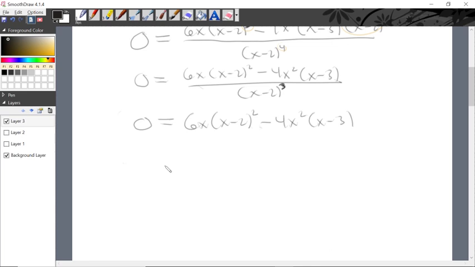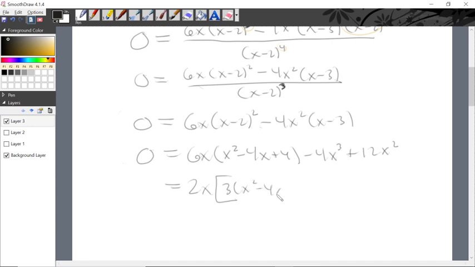Anyway, so solving this equation, I'm going to do this by expanding here. So we have x minus 2 squared, quantity squared, is x squared minus 4x plus 4. And then we have minus 4x cubed plus 12x squared. In fact, we can factor out a 2x from both here and here. I'm going to take out a 2x. That would leave behind a 3 here. So we have 3 times x squared minus 4x plus 4. I've taken out a 2x from here, so this is leaving us with a minus 2x squared, and from here a plus 6x.